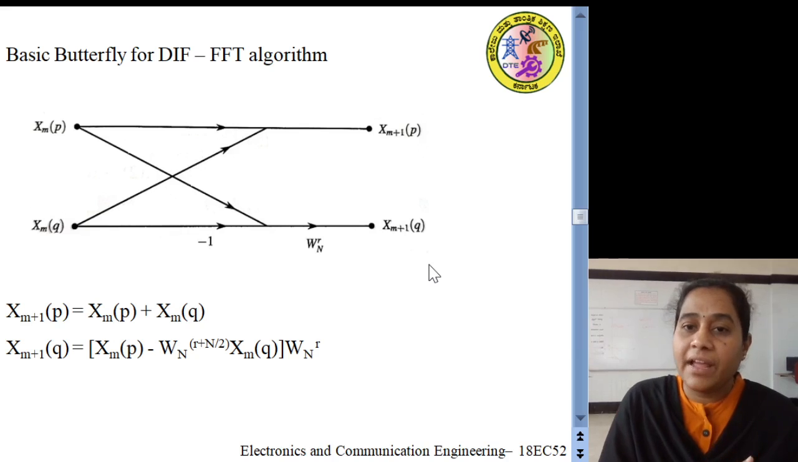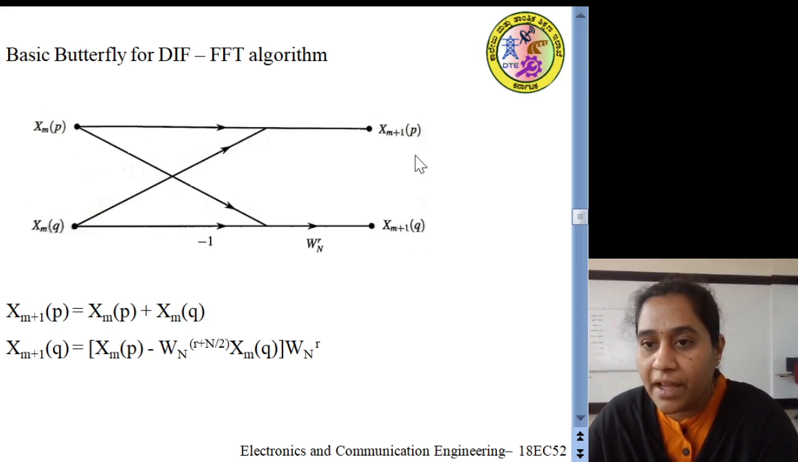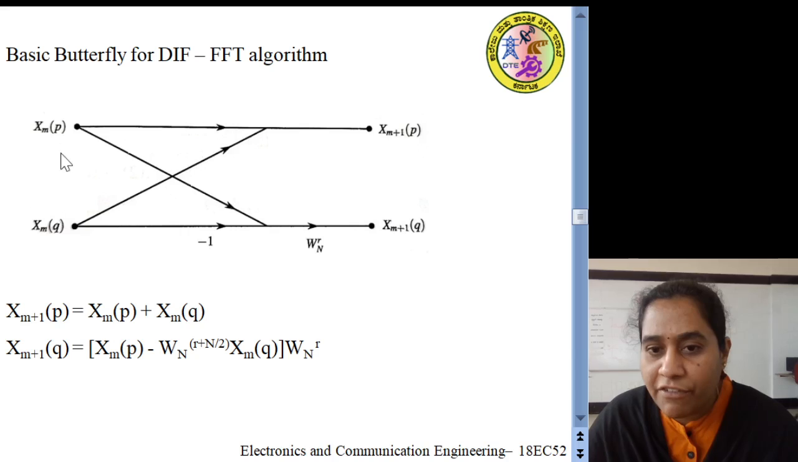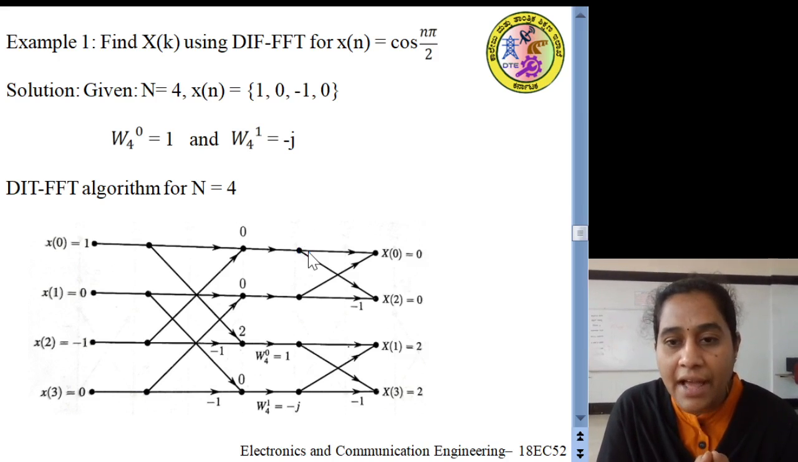So the basic butterfly for this DIF FFT algorithm is this. In this butterfly operation, this is the current input and this is the current output. The current output x of m plus 1 of p is x of m of p plus x of m of q. And x of m plus 1 of q is given by x of m of p minus x of m of q, multiplied by the twiddle factor W N raised to the power of r. So using this concept, let us solve some numerical examples.